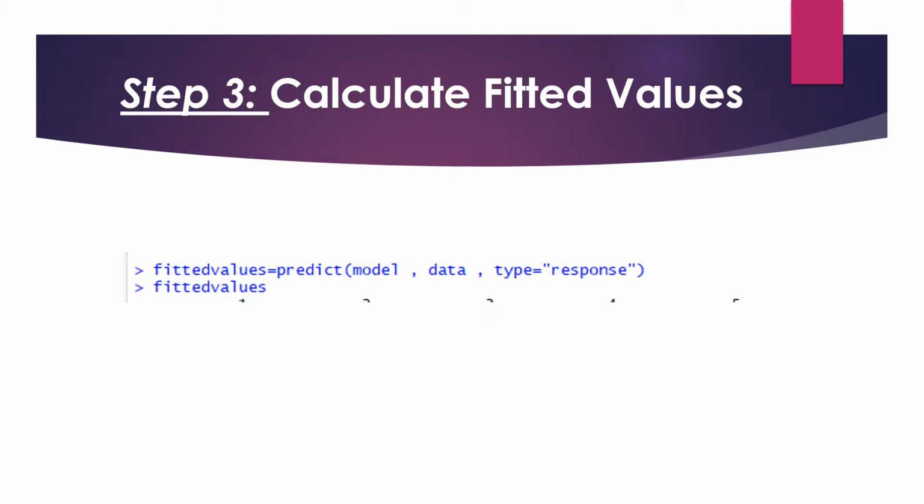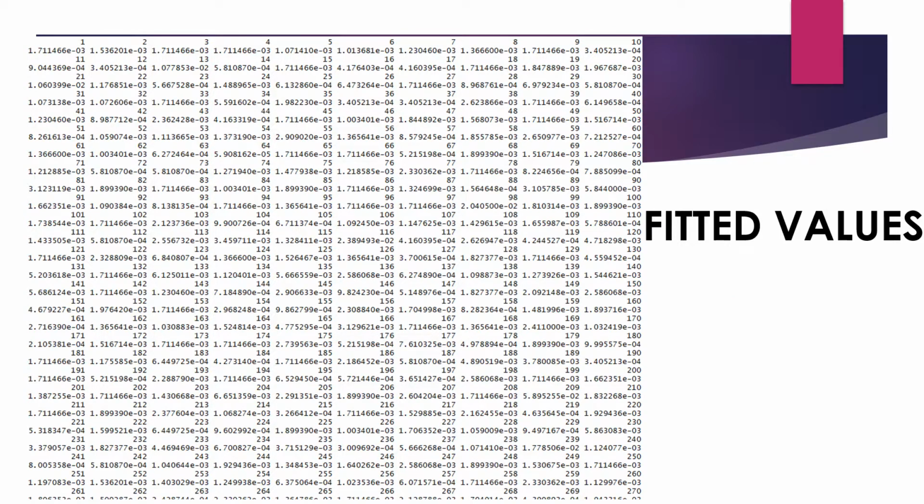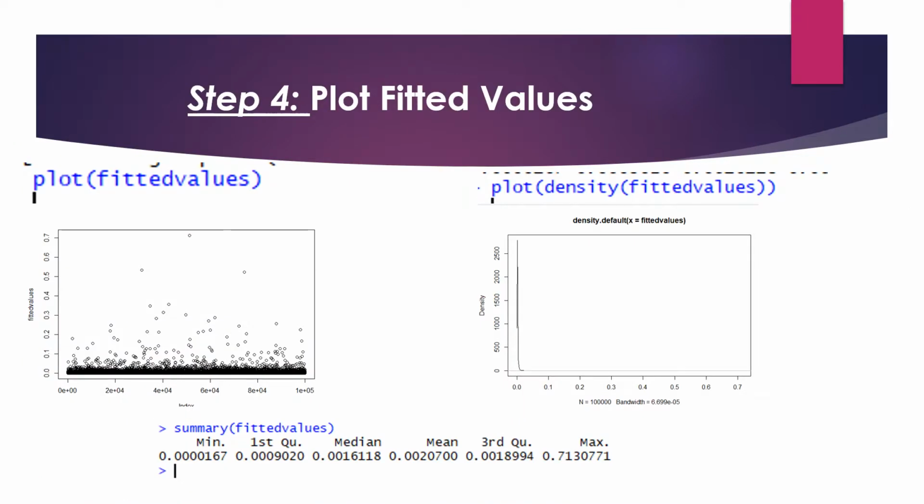Next, let's calculate the fitted values using the R code shown here. As a result, you get this huge list of values. Again, this is just a snapshot of half of the fitted values. Next, I plotted the fitted values. They look way too cluttered to analyze anything. Hence, to further confirm, I did the density of the fitted values, shown towards the right, and it did not show a good result either. Further, I did the summary of the fitted values shown at the bottom, which shows the quartiles, mean, median, and mode.